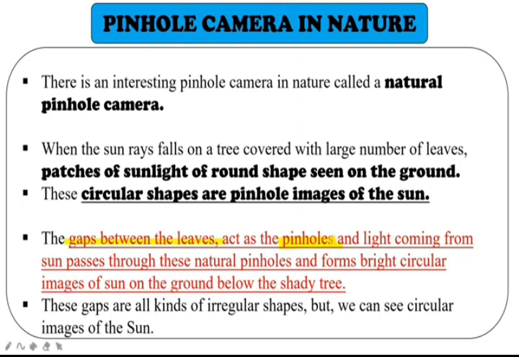At last, you can see the pinhole camera in nature, a natural pinhole camera. When sunlight falls on a tree with a large number of leaves, patches of sunlight of round shapes are seen on the ground. The circular shapes are pinhole images of the sun. The gaps between the leaves act as pinholes, and light coming straight from the sun passes through those natural pinholes.